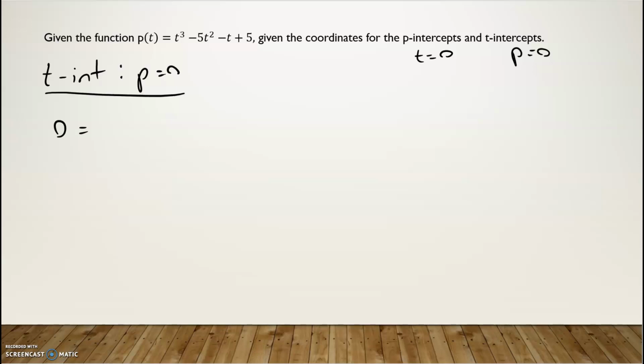So 0 is equal to t cubed minus 5t squared minus t plus 5. And what I'm going to do is I see 4 terms, so I'm going to try factor by grouping. So I'm going to group these two together, and then I will group these two together. Oops. Let's keep that negative in there with it.